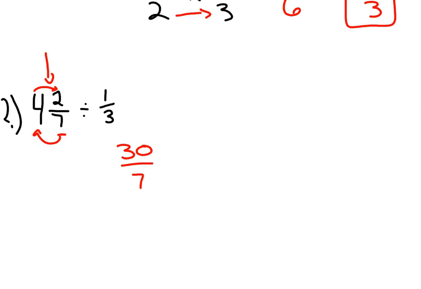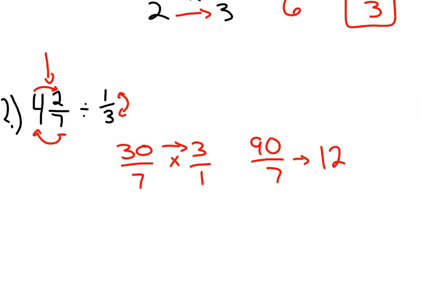We keep the first fraction, change it to multiplication, and flip the back fraction, flipping the bottom and the top. Once you've done this, you just multiply straight across, giving us 90/7. And then from there, you just reduce the fraction by figuring out how many 7s go into 90, which is 12. And 12 times 7 is 84, so giving us a remainder of 6/7.